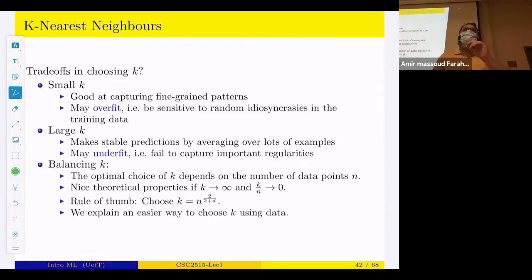Just to give you an extreme example, suppose you have 100 data points and you choose K to be equal to 100. So what would be the prediction of a 100 nearest neighbor classifier? Okay, yes, so the answer was the expected value.